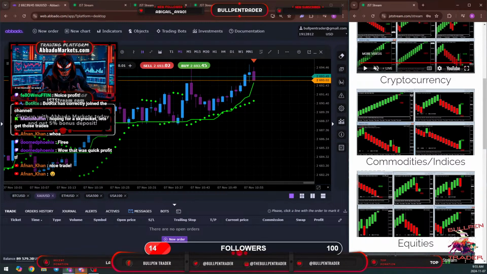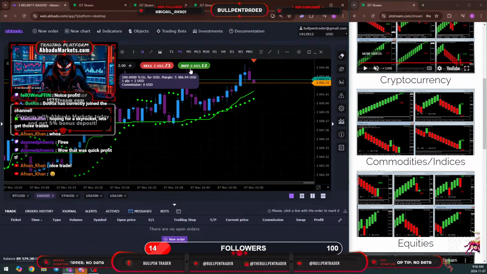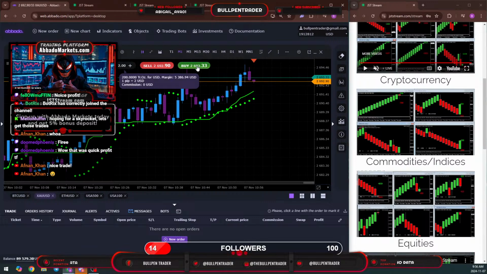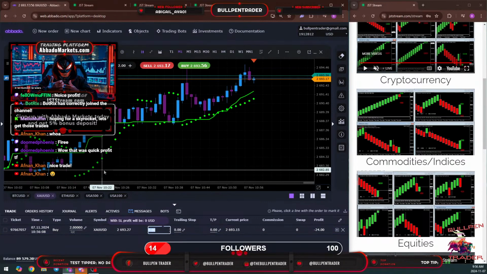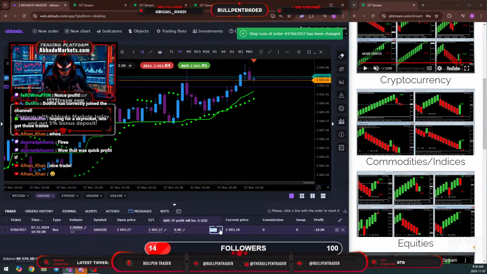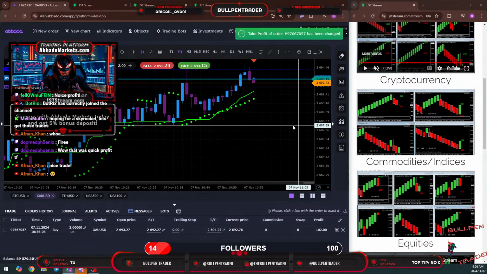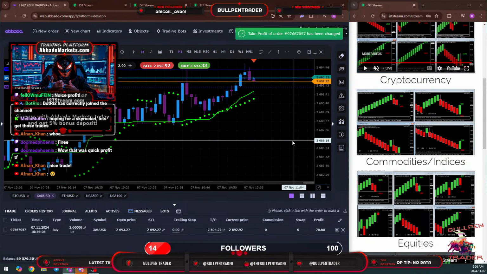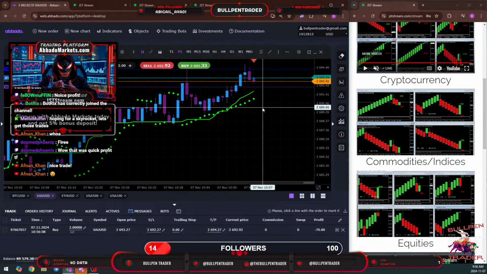Oh, is this an entry on gold? Let's enter. 2692.27 and 2694.27. Let's see. It's just a $200 trade. Let's see where it goes. With my luck, it's probably going to hit stop loss, but we entered on that pullback anyways, and we're going to be waiting to see.